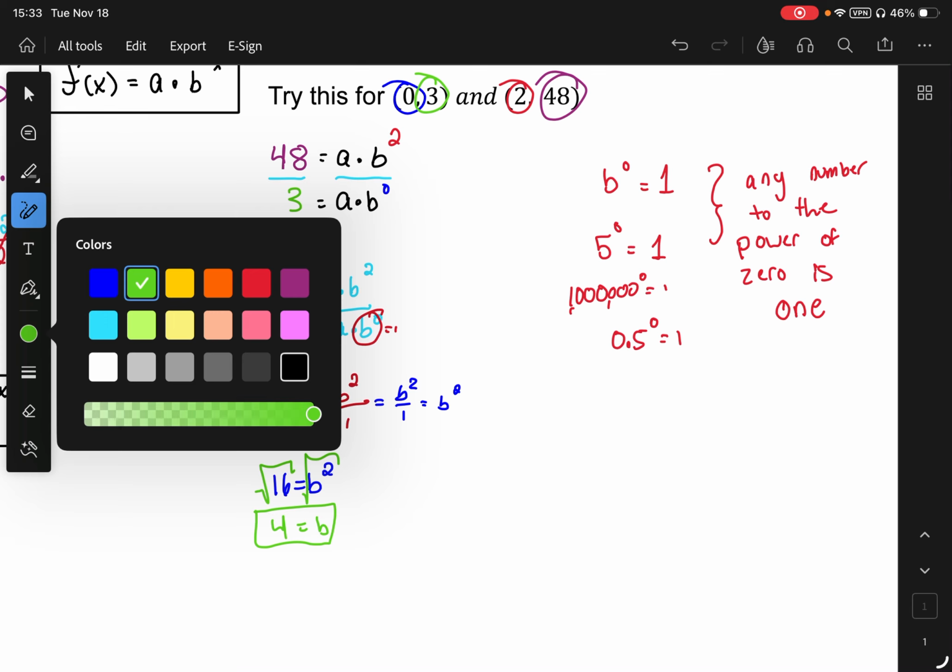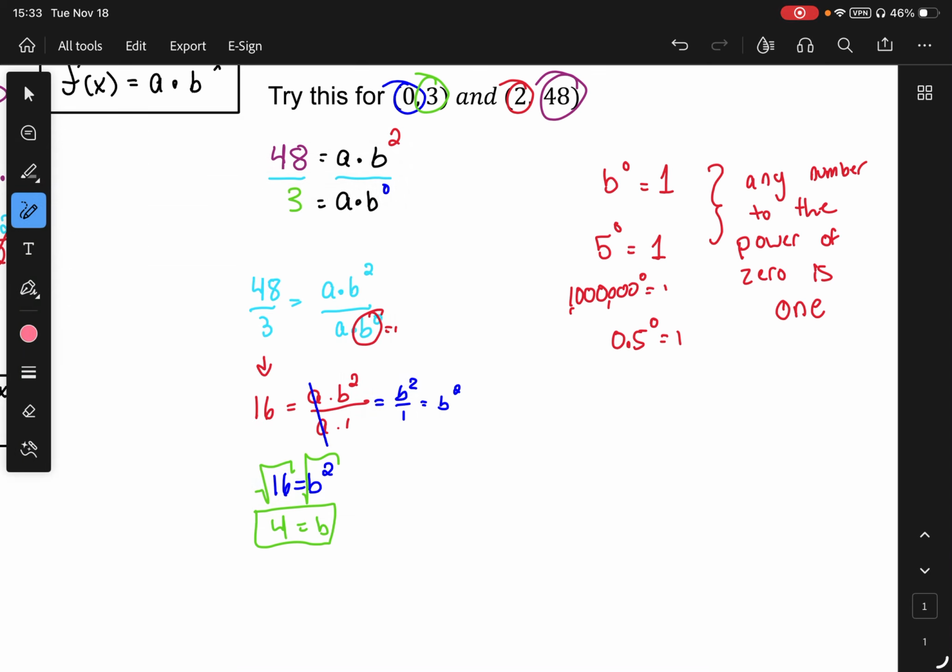Now let's plug it into one of our equations. Since we just talked about b to the 0 power being 1, I think it would be a little easier to plug it into this equation. So this equation, 3 equals a times b to the 0. B to the 0 is just 1. So what do we get? A times 1, or our a is equal to 3. We didn't even have to plug in our b value for this because it simplified to 1. So 3 is equal to a.